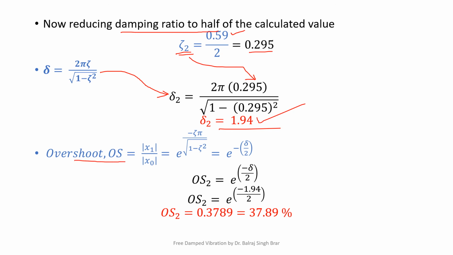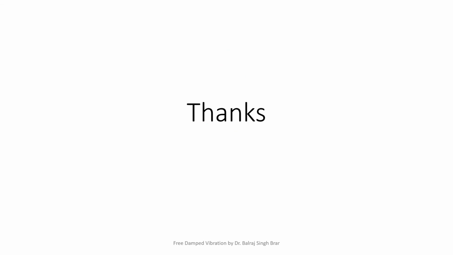Now the overshoot relation we have already used. Let us make use of this relation. Overshoot is e raised to the power minus delta by 2. So when we put the delta value, delta 2, the second overshoot becomes like this. Now we put the value of delta 2, which is 1.94, and we saw that the overshoot became 0.3789, or in percent, 37.89. So what we have observed is, by reducing the damping ratio to half, the overshoot increased from 10% to 37.89%. With this, the lecture on overshoot in underdamped vibration systems and different problems on the topic is complete. Thanks, dear friends.